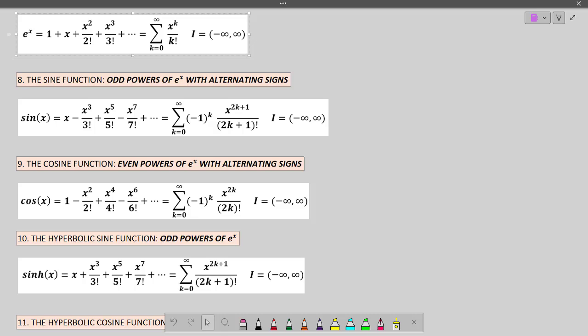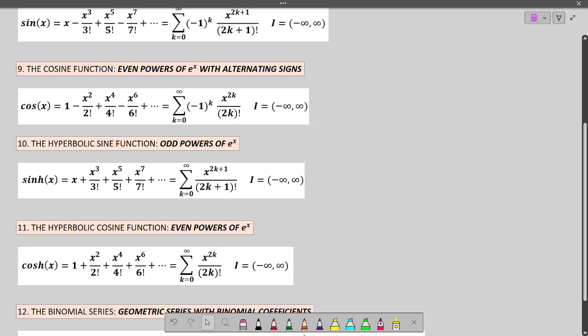So if you know e to the x, you really know sine and cosine, because sine is just the odd powers with a switch thrown in. Cosine is just the even powers with a switch thrown in. And you know that cosine is an even function, so it takes the even powers. Sine is an odd function, symmetric about the origin, and it takes the odd powers.